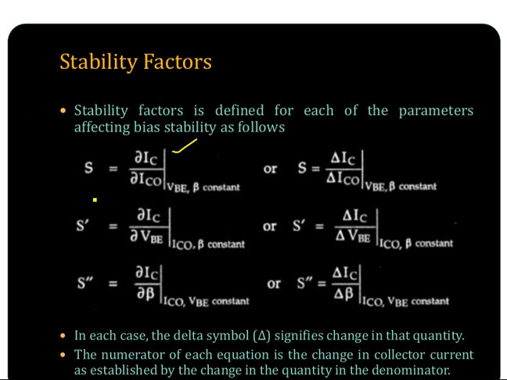So there are three stability factors basically. The first one is S, which depends on IC and ICO, the reverse saturation current: how much IC changes with respect to ICO. The second stability factor checks the change in IC with respect to VBE, that is, dou IC by dou VBE or delta IC by delta VBE. The fundamental concept is that we are going to see what happens to IC when VBE changes. Then S double dash gives the change in IC with respect to beta. So here you can see the numerator of each equation is the change in collector current as established by the change in the quantity in the denominator.